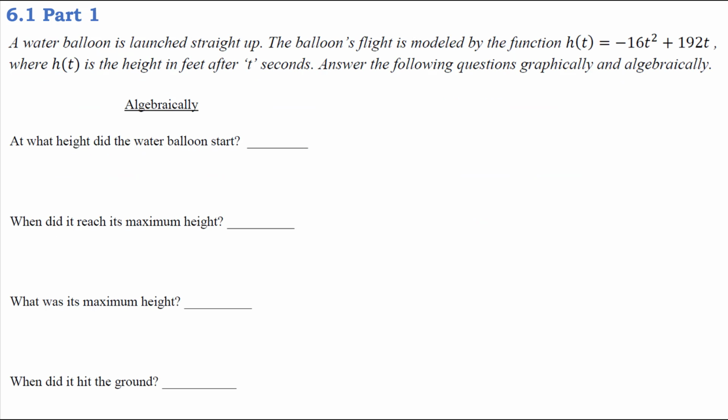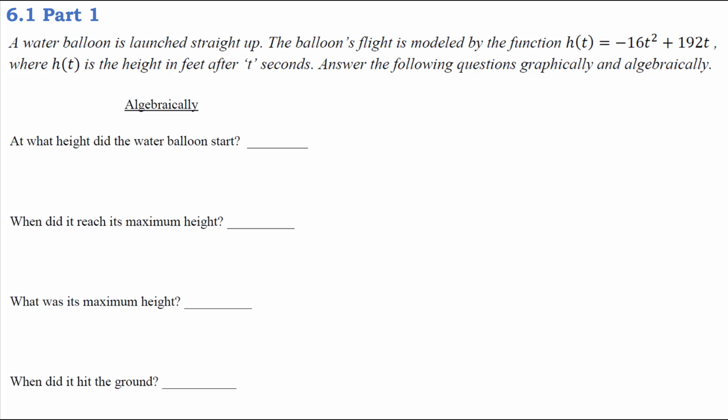So let's look at a problem here. A water balloon is launched straight up. The balloon's flight is modeled by the function h of t equals -16t squared plus 192t, where h of t is the height in feet after t seconds. Answer the following questions graphically and algebraically. So we'll start with algebraically.